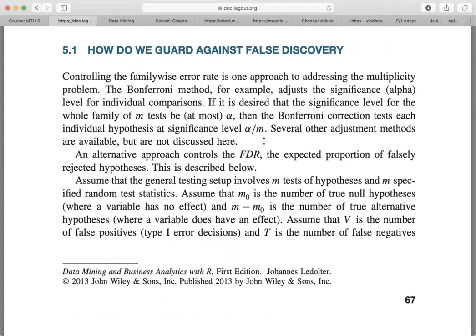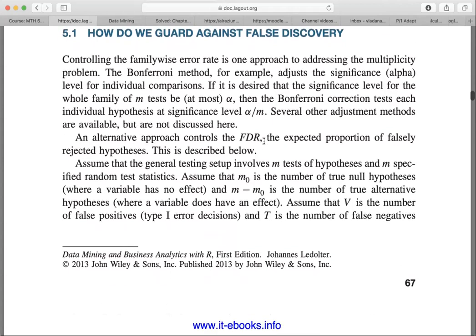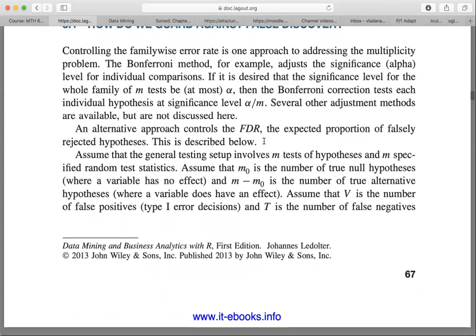We use FDR equals the expected value of V over V plus S, which is shortened to the expected value of V over R. We want to keep this value below a certain specified threshold alpha.